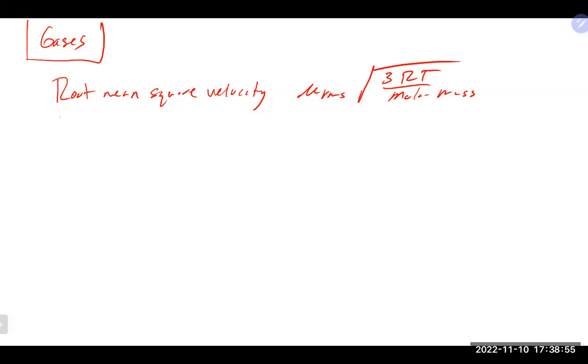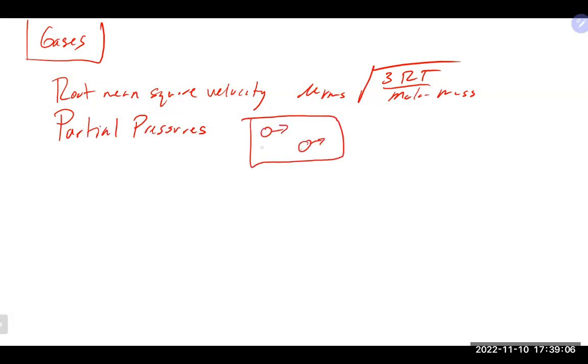I think we also talked about partial pressures last time as well. Remember that partial pressure is when we have a mixture of gases. If we have different gases in that mixture, each gas will partially contribute to the total pressure, which is why it is referred to as partial pressures: partial pressure of A plus partial pressure of B.